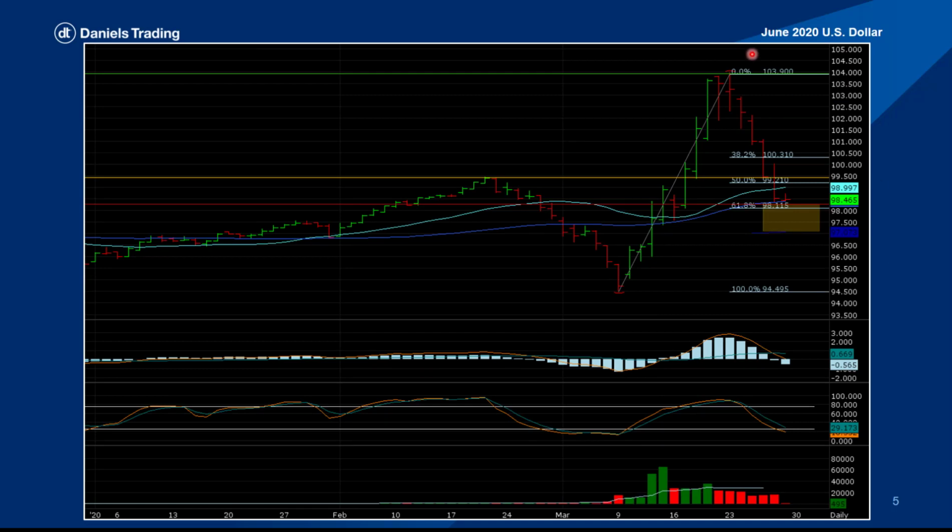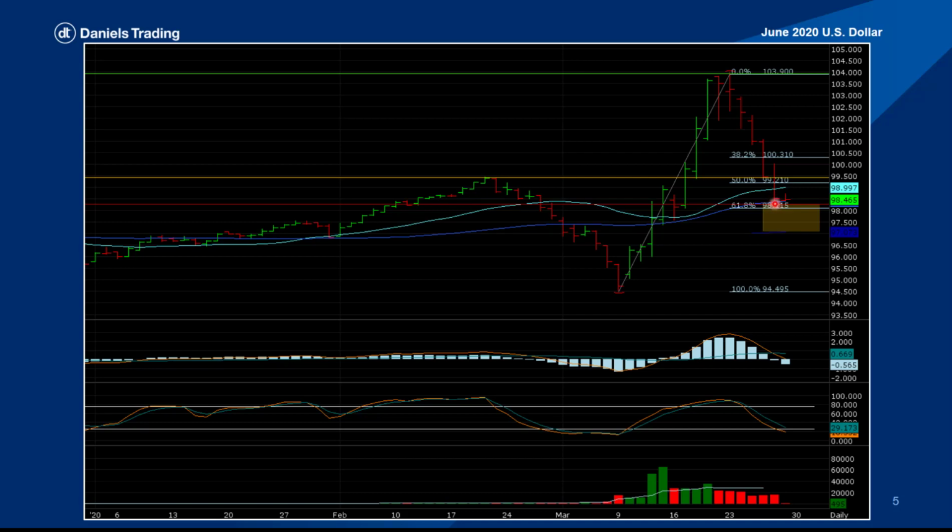Okay, next chart is the June 2020 U.S. dollar futures contract. The U.S. dollar had a nice rally here. And then I did a Fibonacci retracement of this rally. You can see the 50% Fibonacci retracement comes in at 99.21. We just broke through that on Friday. We also broke through the 20-day moving average, but we're resting on the 50-day moving average. That 50-day moving average is at 98.40.